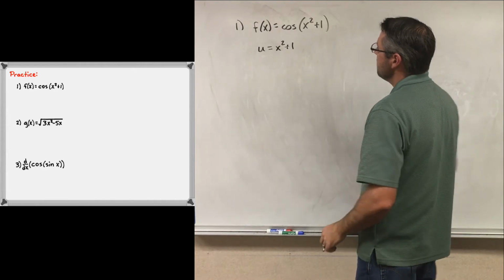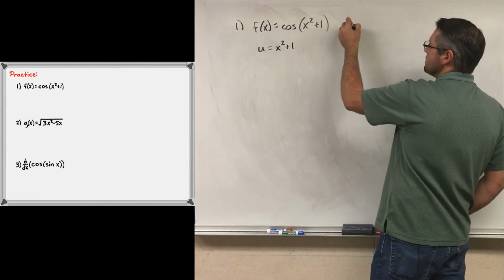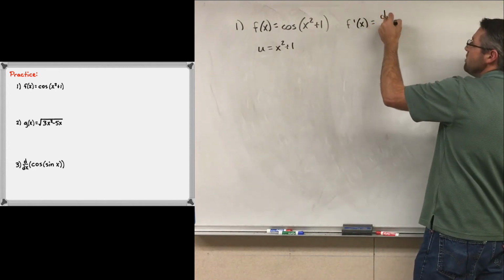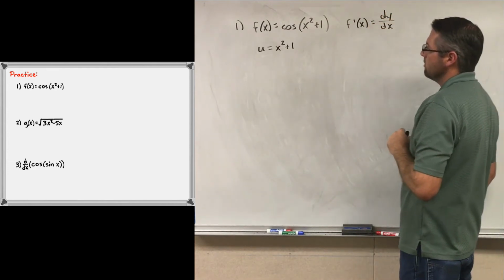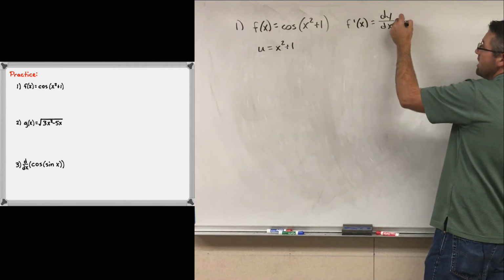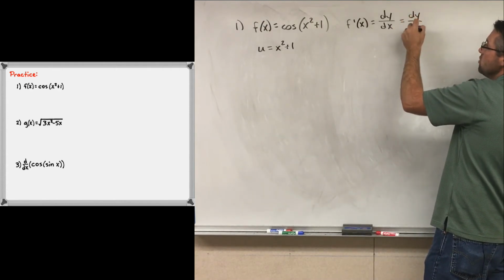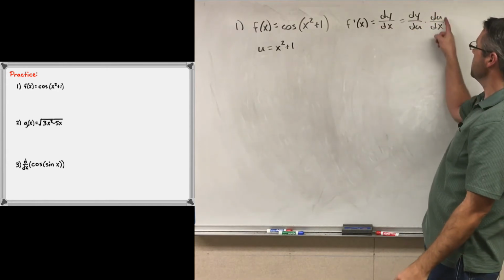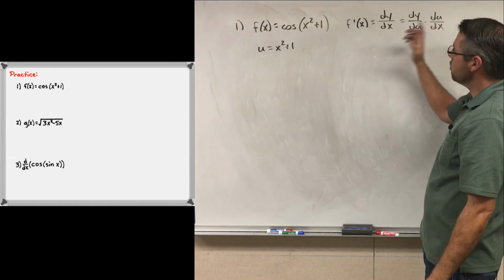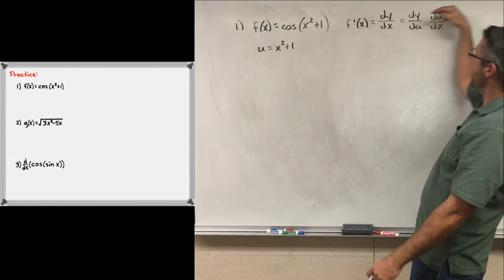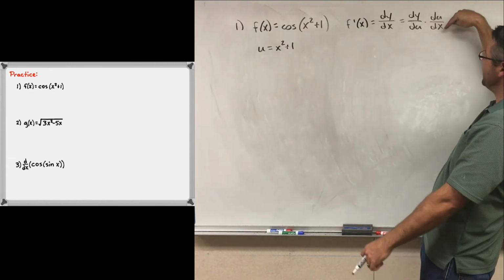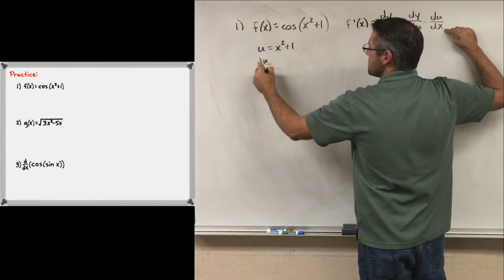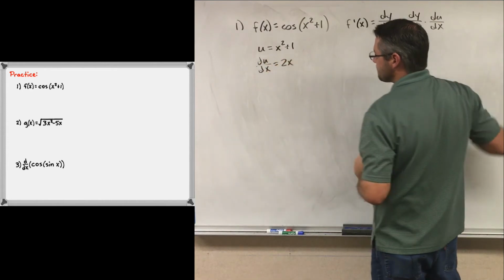Now, if I want f prime of x, that's the same as saying what's dy dx essentially. Okay? The way I get dy dx is I say what's dy du times du dx. And so we can see the du's cancel out again. So what do I have to do with u? I have to take the derivative of it in respect to x. So that's pretty easy here. So we would say du dx is equal to 2x.